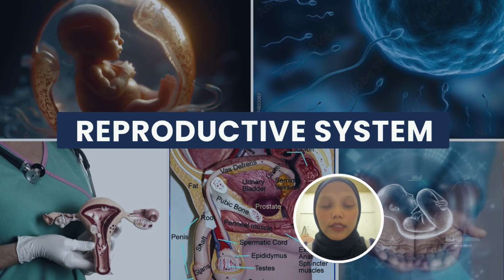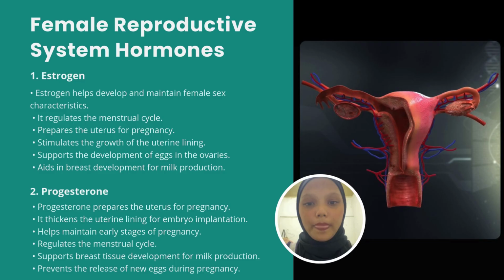Lastly, the reproductive system. The reproductive system is a group of organs responsible for producing offspring and ensuring the survival of a species. In humans, there are two types, which are the male and the female reproductive systems. So now, let's have a look at the female reproductive system hormones.